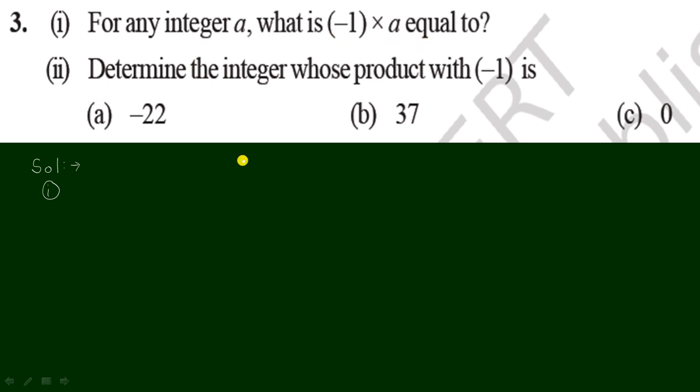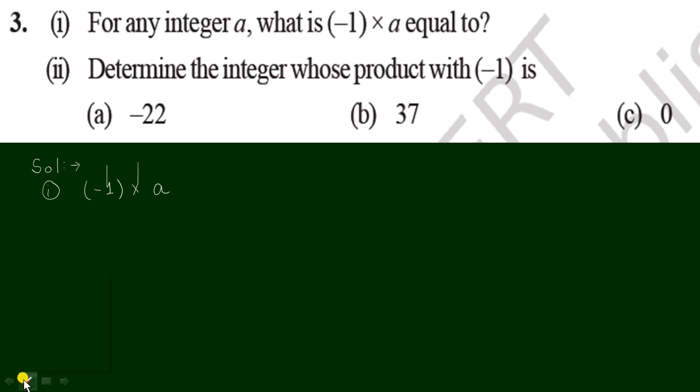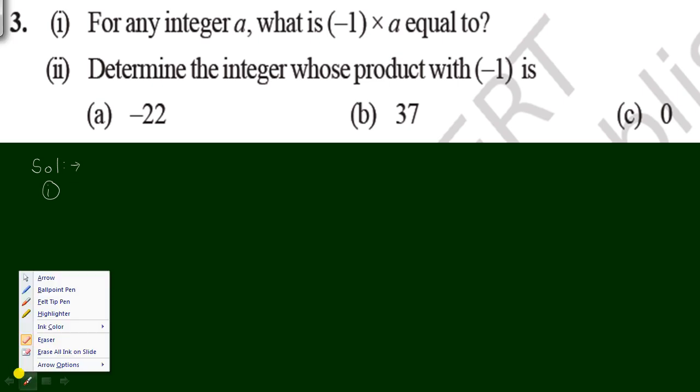Let us rub this one. We take eraser, and we erase this one, and let us write once again. Let us take again the white color. We are taking the ballpoint pen. And here you see, for any integer a, what is minus 1 into a? Let us take the ink color as white. That is minus 1 into a.